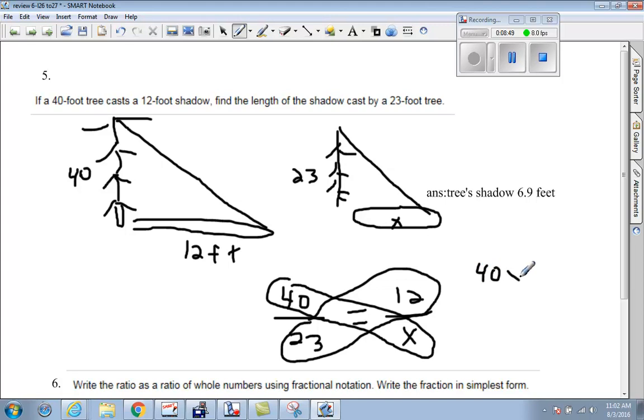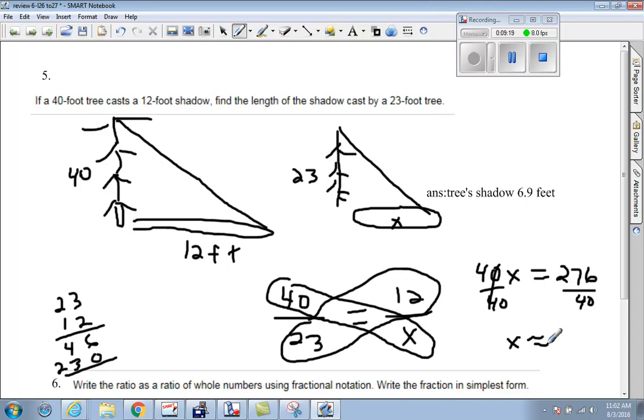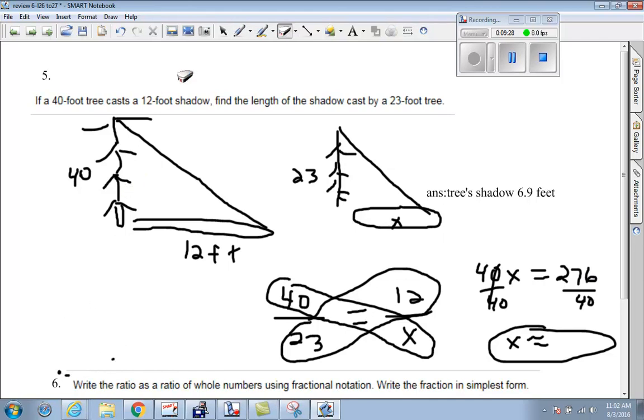Now we arrive at 40x equals whatever 12 times 23 is. And since I'm not using a calculator, I'll just kind of go off on the margin and figure out what that is. Okay, so that's going to bring me to what, 276? And then we're going to divide both sides by 40 to solve for x. And so x is approximately something, whatever 276 divided by 40 is. And again, all of that sort of mathematical work I'll just do off on the side.